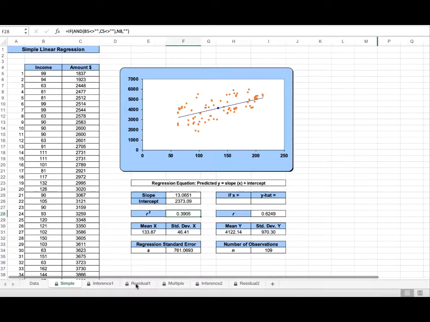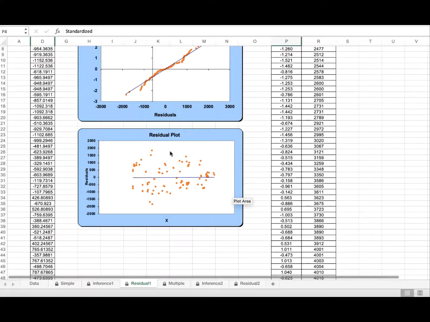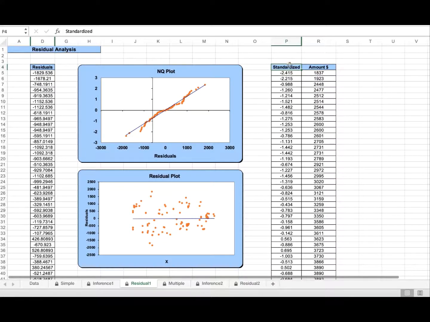But let's check our residual plot. Our residual plot looks good with no clear drift and no clear patterns. Again, we can also see outliers on the residual plot, but our spreadsheet will flag those according to the z-score. Finally, our NQ plot shows an approximately normal distribution of residuals.